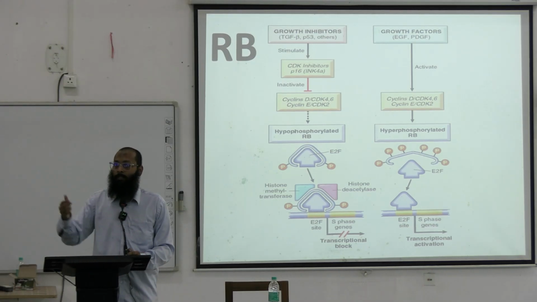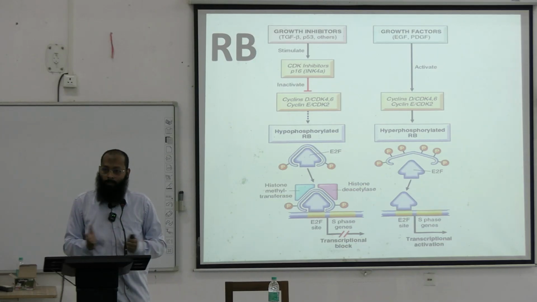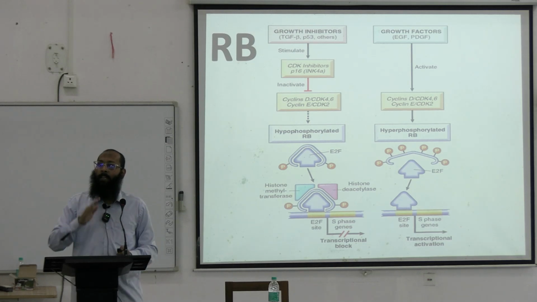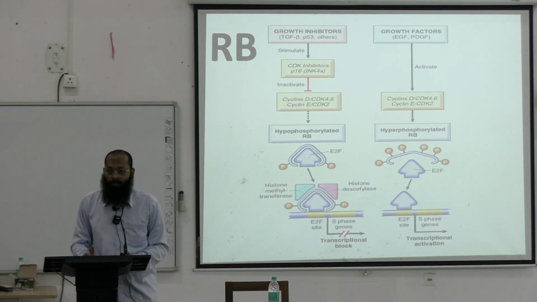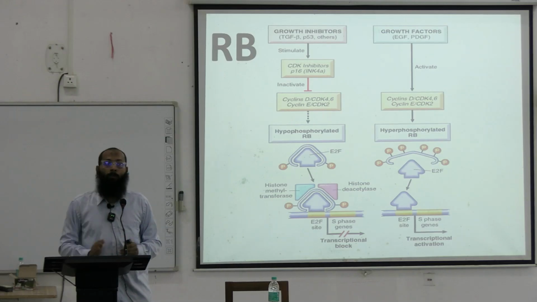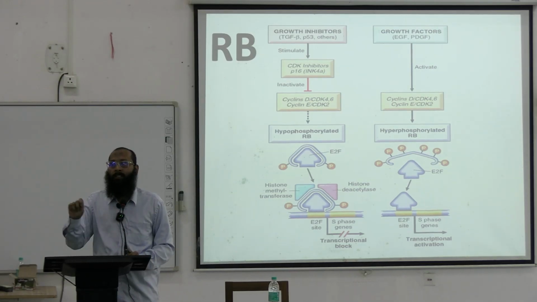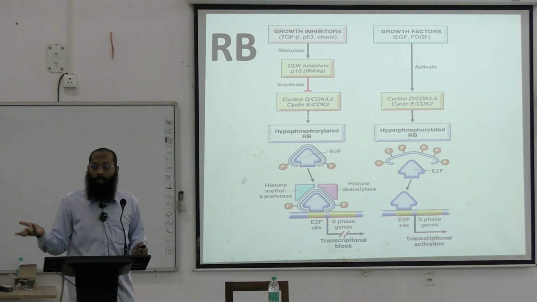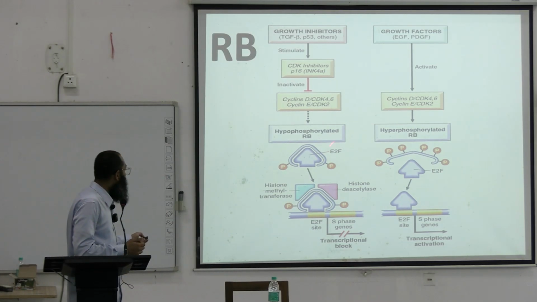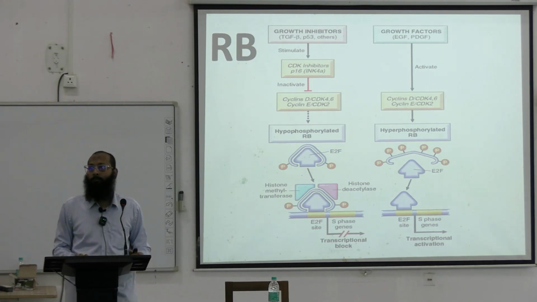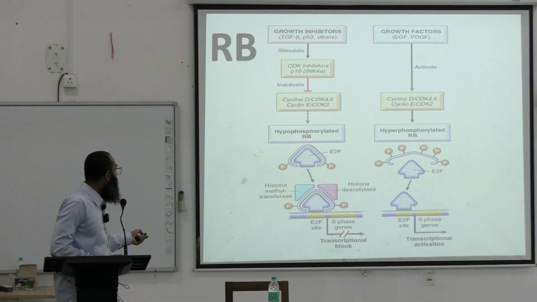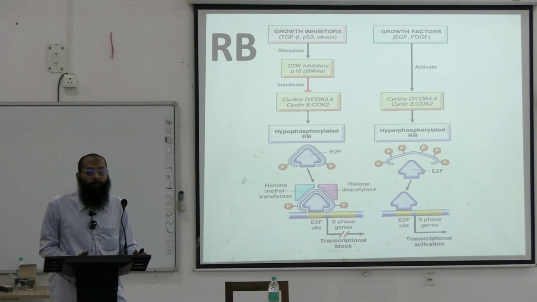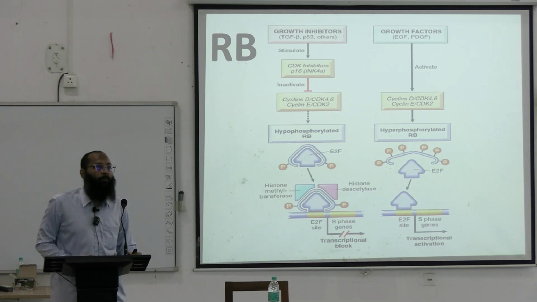It's a key. Suppose there is a room called G1 and another room called S phase. If a cell wants to go to S phase, it has to release the E2F. It's just a key to S phase, because the enzymes required for the S phase are synthesized only if the E2F is available. And this is strongly held by the RB protein. Clear? Now you can continue.